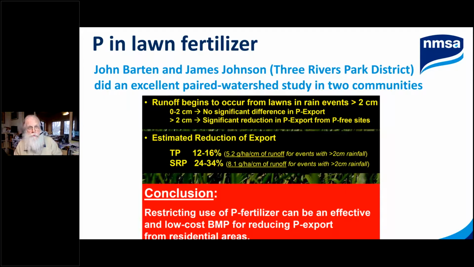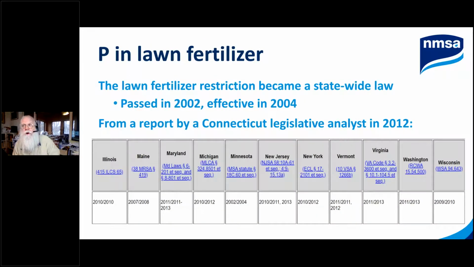So the conclusion was that restricting phosphorus in lawn fertilizer can be an effective, but also a very low cost, best management practice for reducing phosphorus in the environment. So with all that information, lawn fertilizer restriction became statewide law in Minnesota. It was passed in 2002 and became effective in 2004.